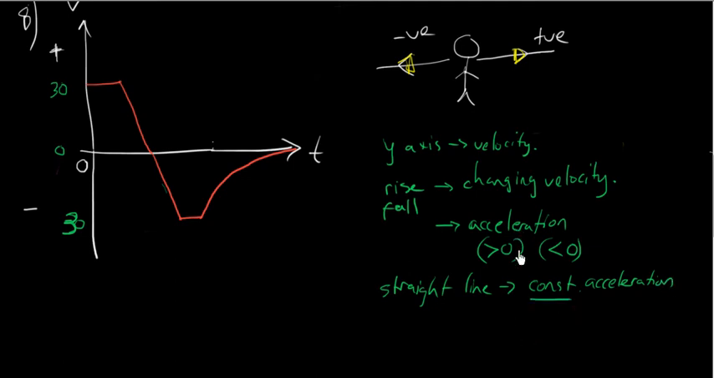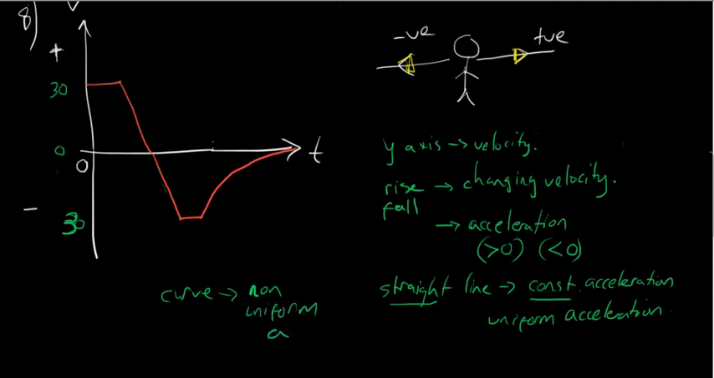So if it's going down or up, it means there is some acceleration, but if it's a straight line, it means it's a constant acceleration, or another word for that is a uniform acceleration. If it's a curve, then it's a non-uniform acceleration. So if it's not a straight line, if it's a curve, then we have a non-uniform acceleration.